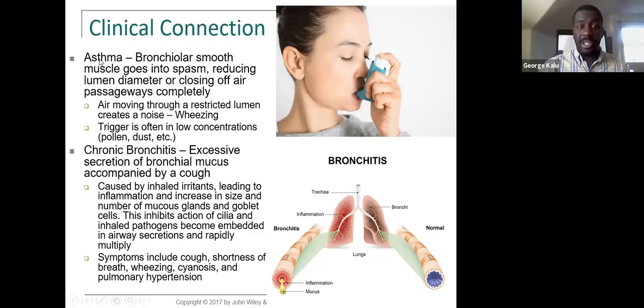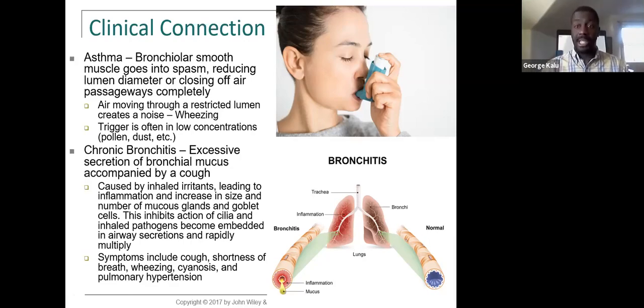And so when someone deals with asthma, what happens is their bronchioles begin to constrict and cause the smooth muscle to go into spasm. When they go into spasm, they're constricting, and that causes the lumen of the bronchioles to either close up a little bit, or in some severe cases, it can cause those airways to close up altogether. And so because air is moving through a smaller diameter, it causes the air to move in a more turbulent manner.